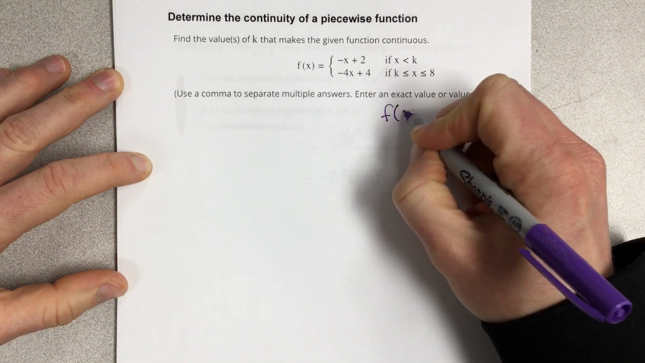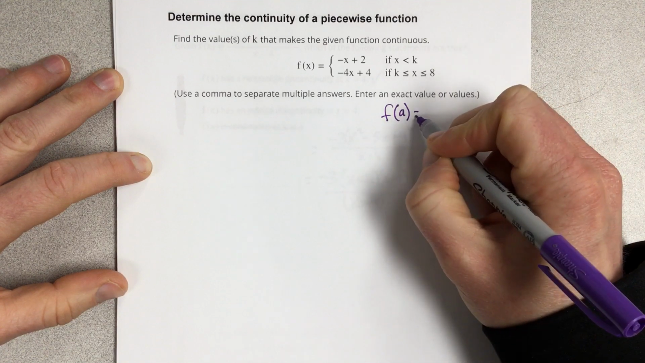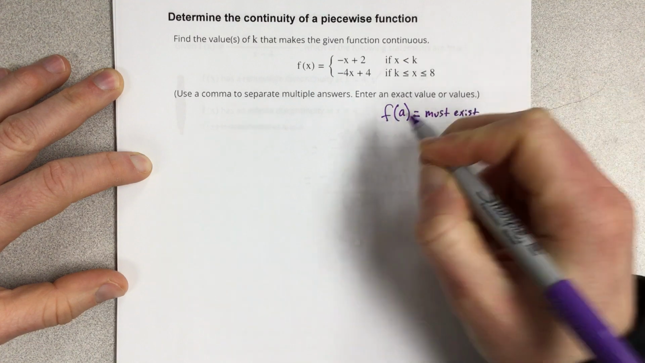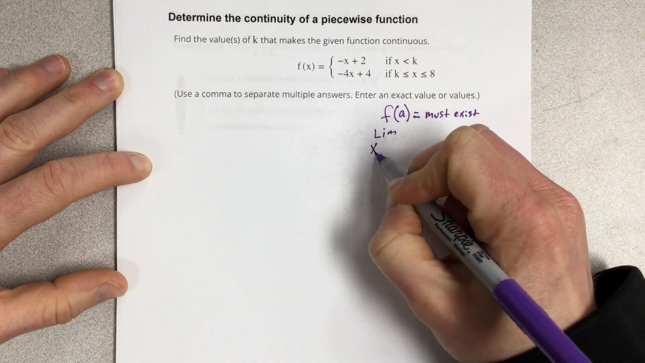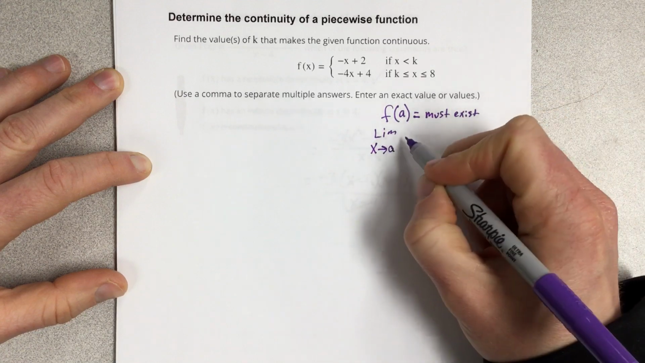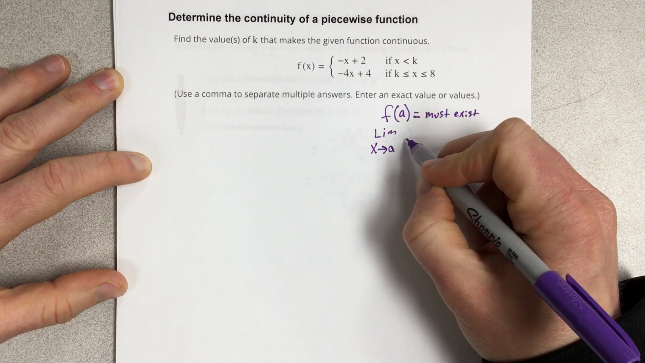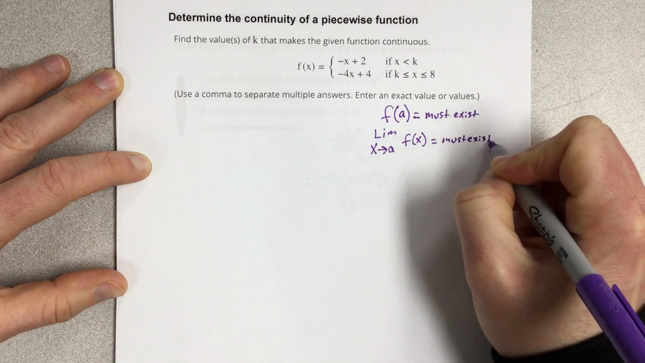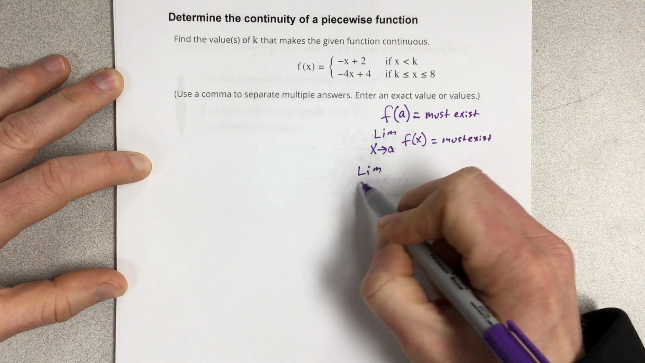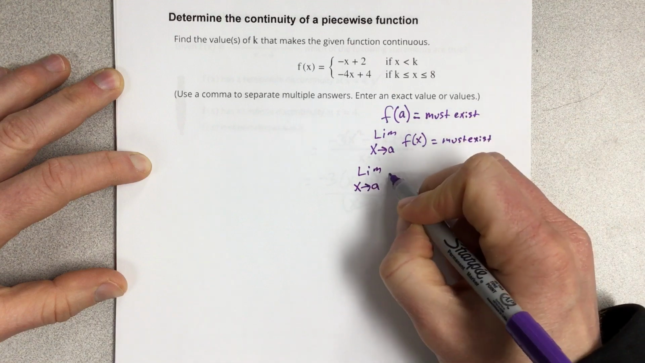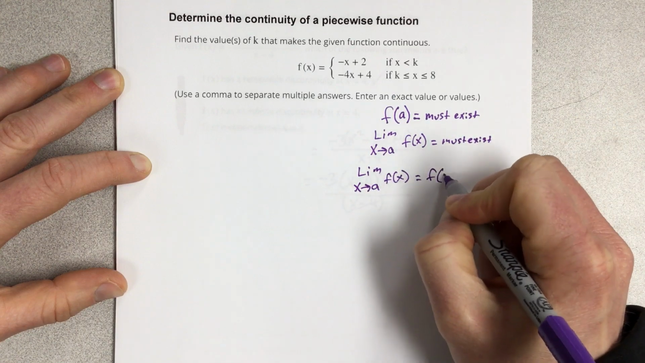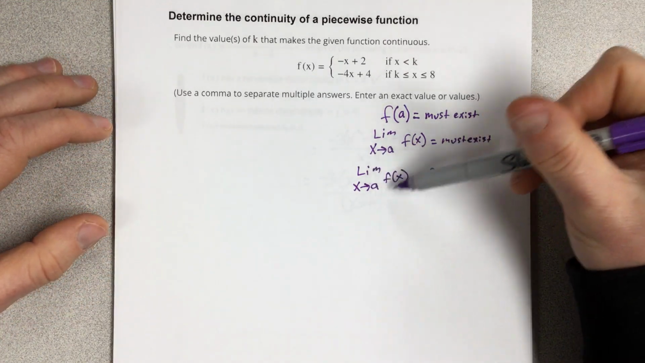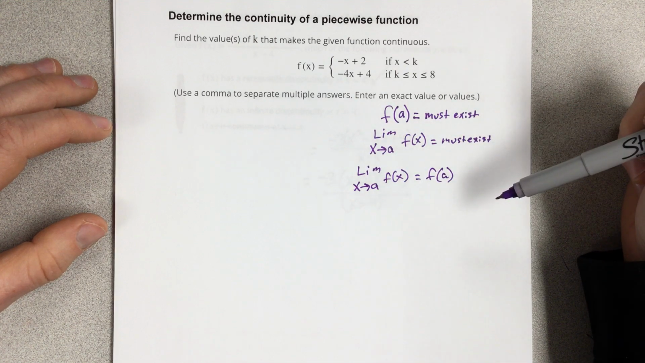So f of a must be defined. So we're going to say must exist. And then the limit as x approaches a must exist. And then we could say that the limit as x approaches a for the function has to equal the defined point. So basically we want to set the limit equal to the original function. We want the values to be equal.